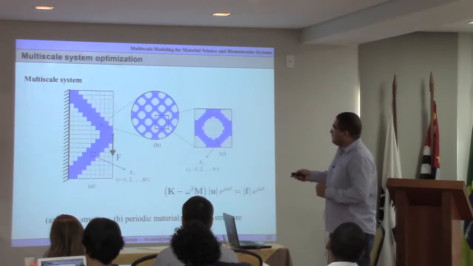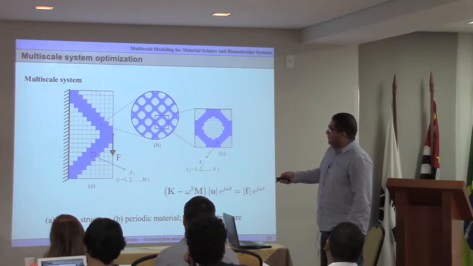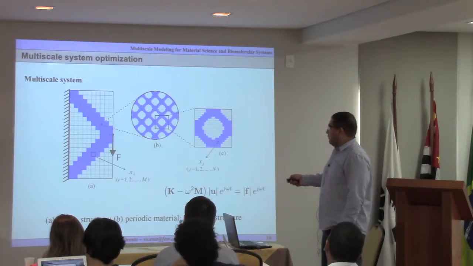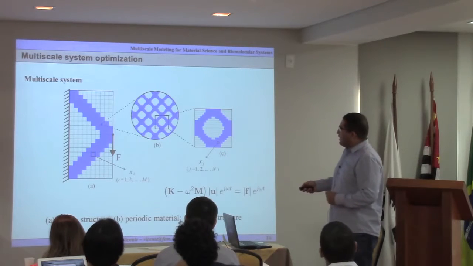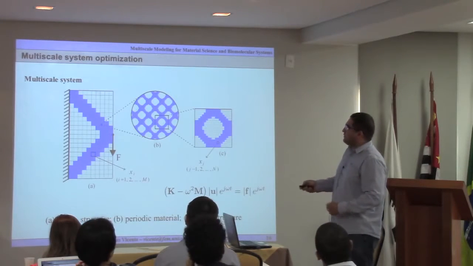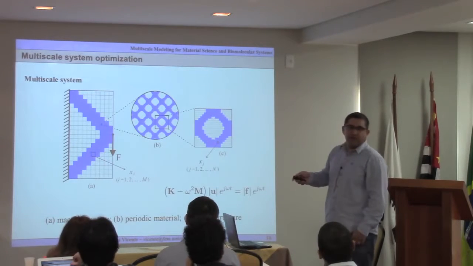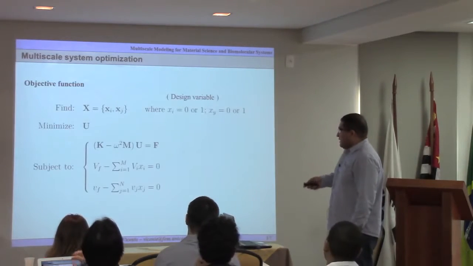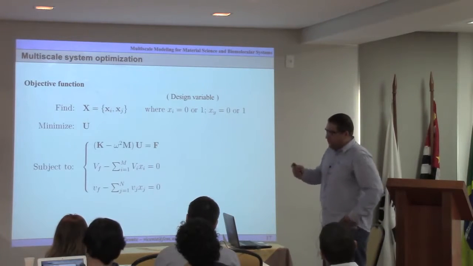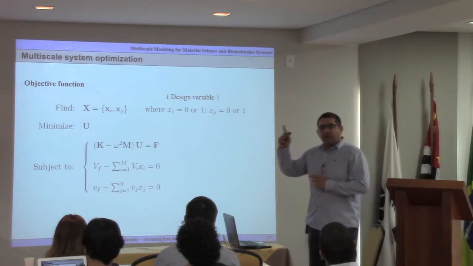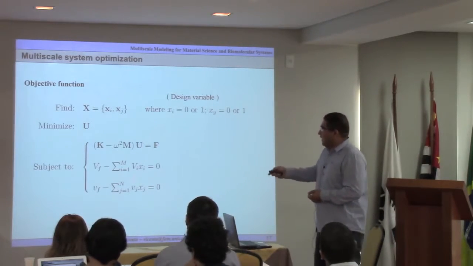When we're talking about multi-scale, that is a little bit different. Now we don't want to optimize only the macro structure, but the material that composes that macro structure. Then we have to do a finite element analysis, not on the macro scale, but on the micro scale. And then the objective function will be to find a better material distribution in the macro and micro scale in order to minimize our response.